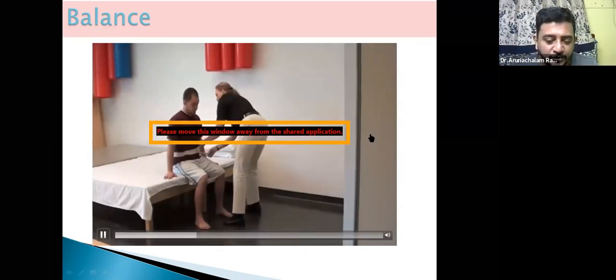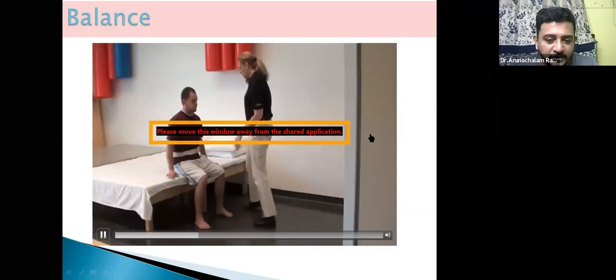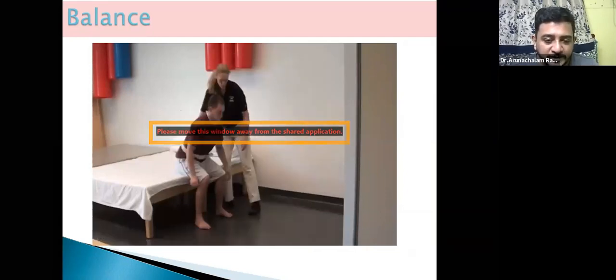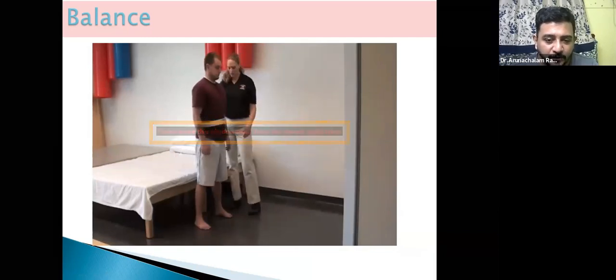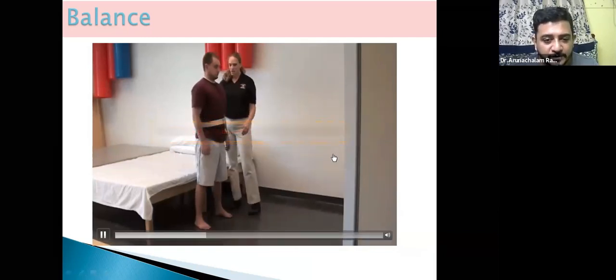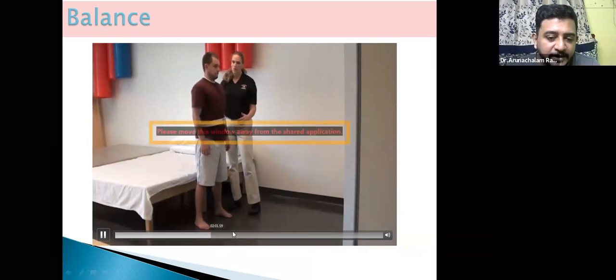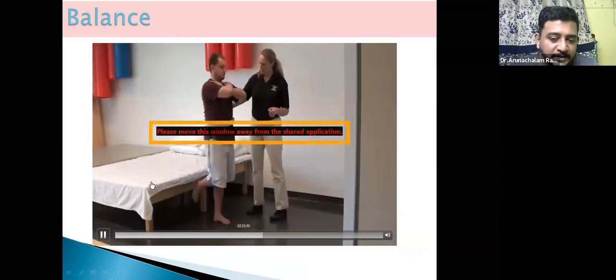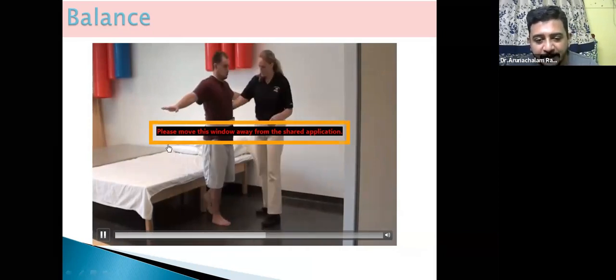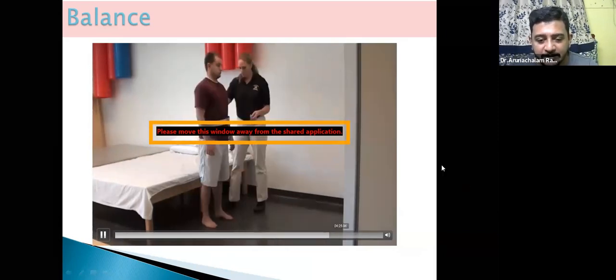In the Indian scenario, I normally use a towel to be tied around the patient's waist, and I just hold the towel so that I'm not giving direct support to the patient, but at the same time when he is trying to fall, I will hold on to him very nicely. Test the balance in standing also, the same pattern as you have tested in sitting. Apart from that, ask him to stand on a single leg and see whether he's able to do it or not. All these things are balance testing.